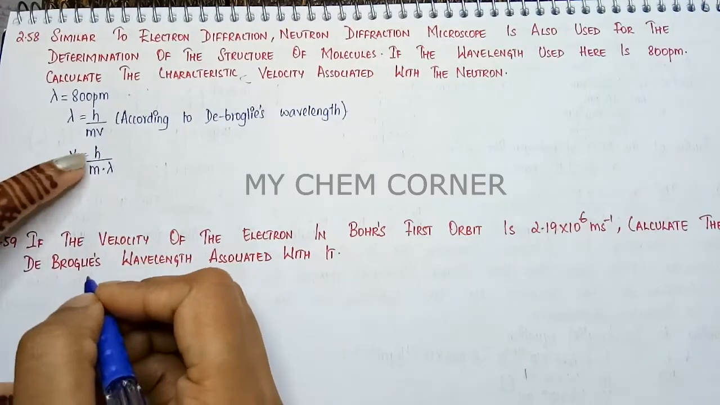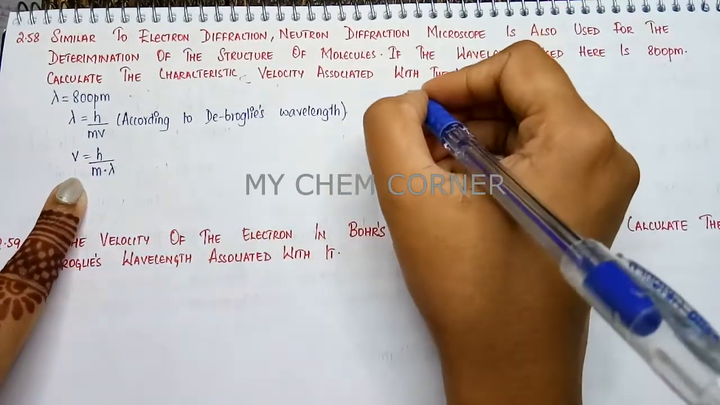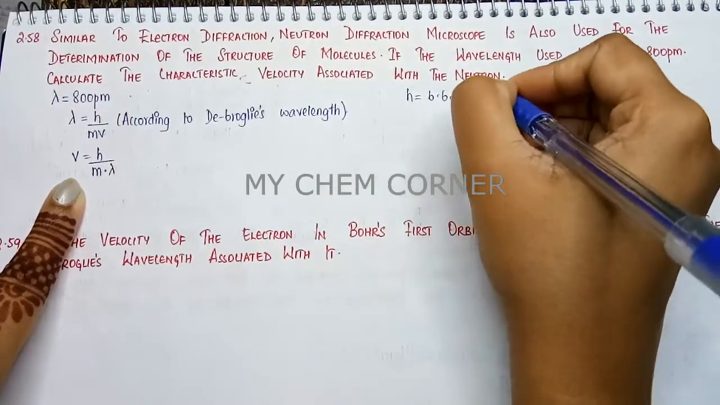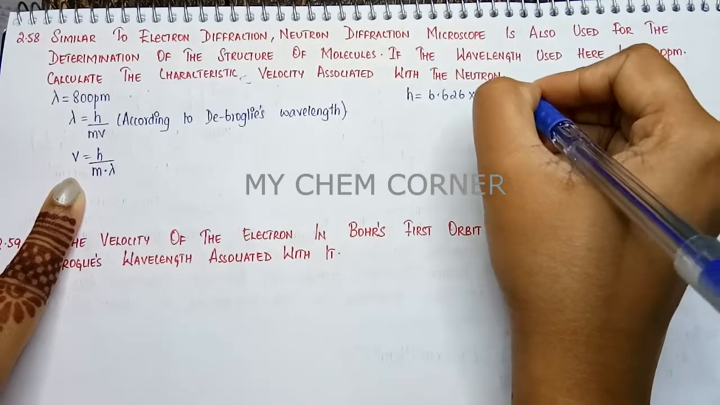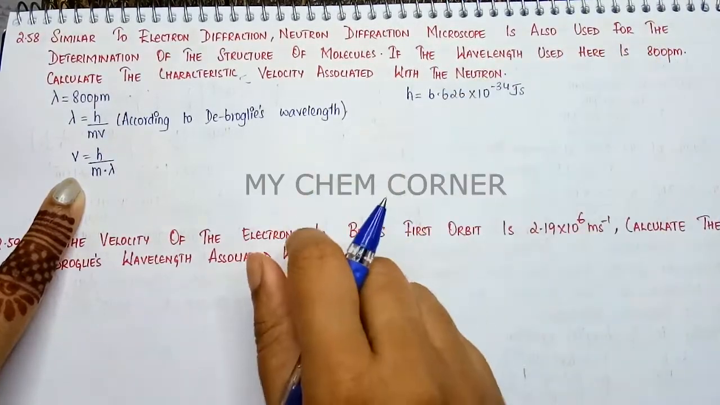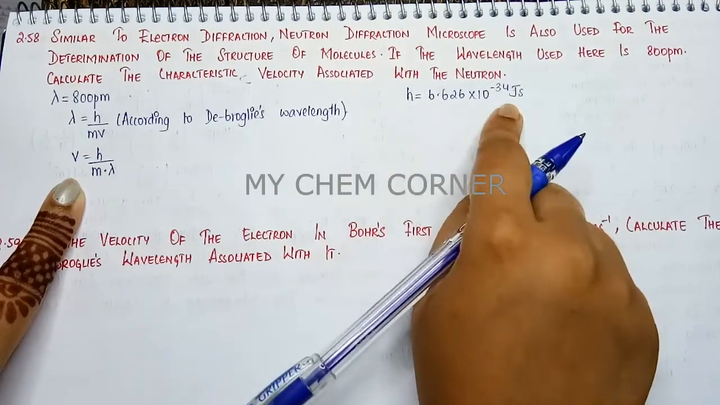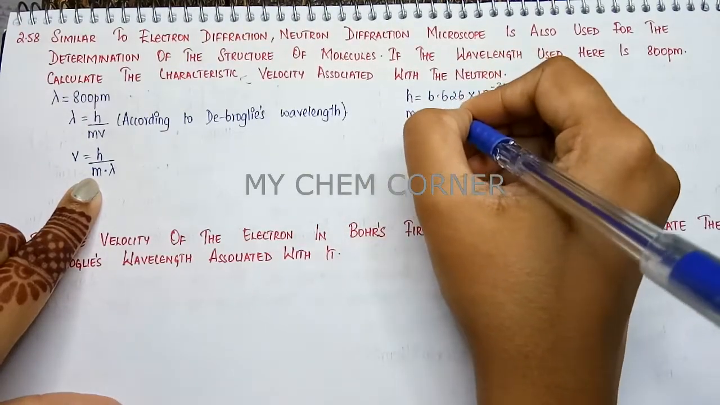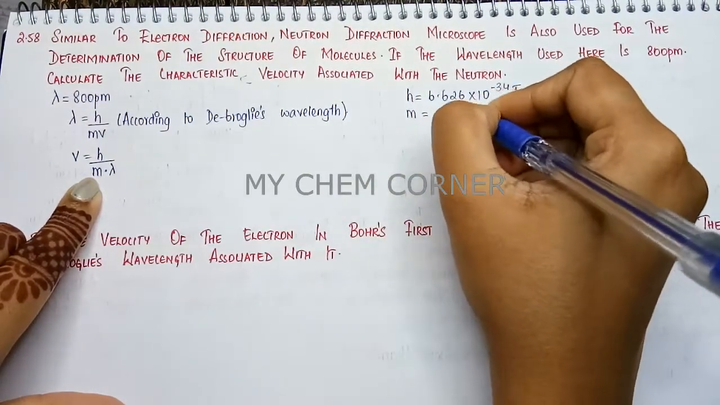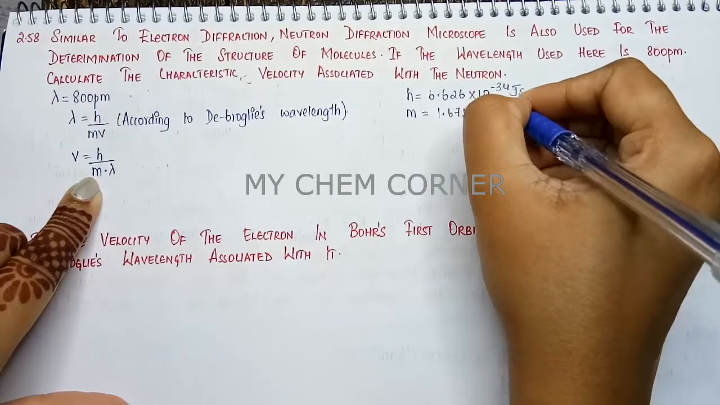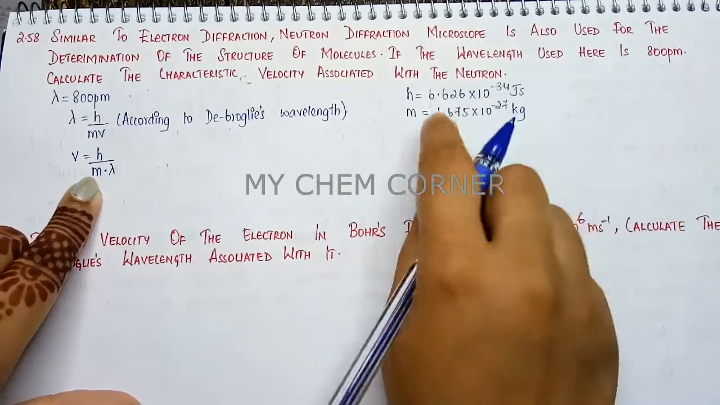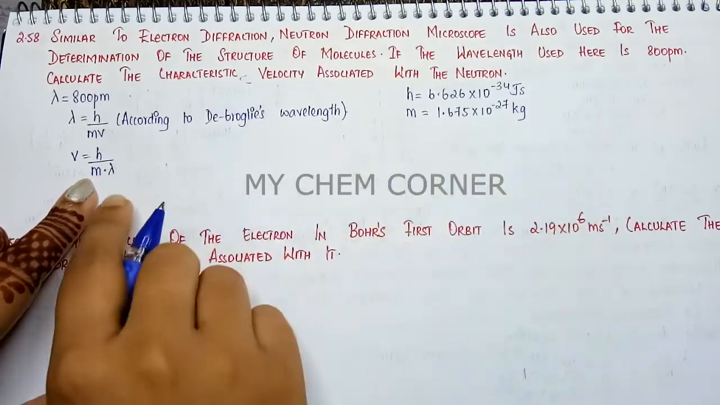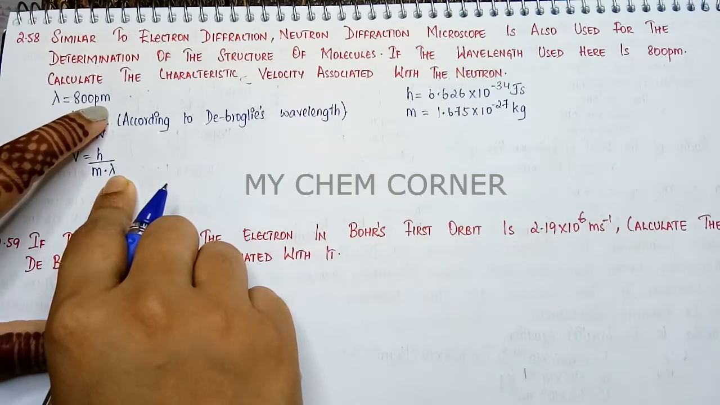Now here let's write the values that are there. So h is 6.626 into 10 to the power minus 34 joule second. So that is our h value. Mass of neutron is 1.675 into 10 to the power minus 27 kg. This value is constant. We should know it by heart, just like you know the mass of electron. Lambda value is given to us as 800 picometer.